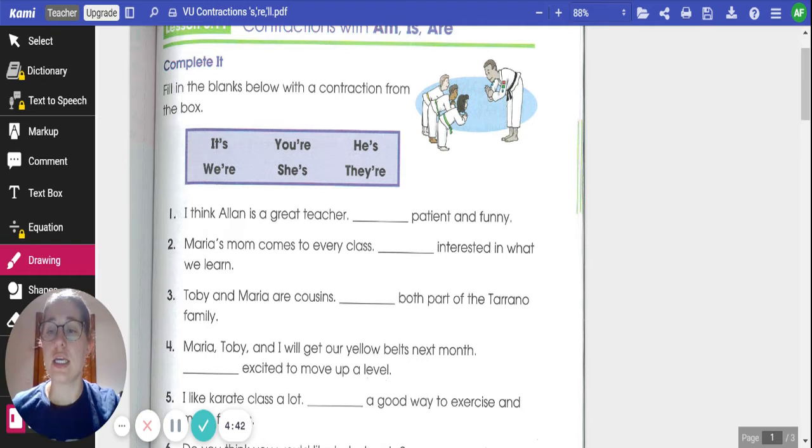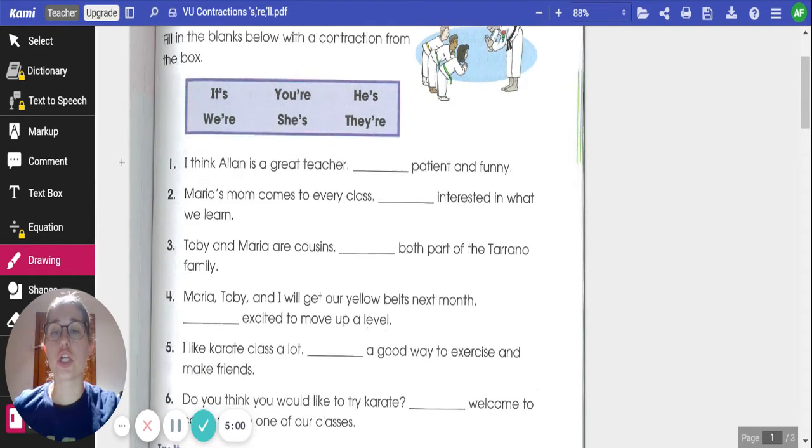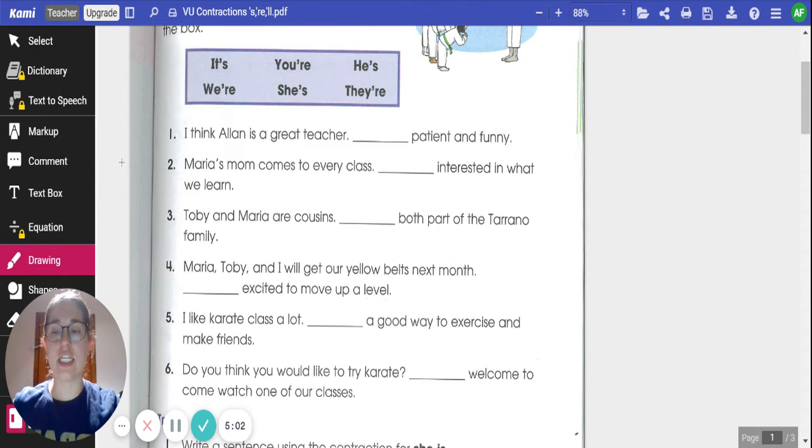Remember, it's means it is. You're becomes you are. He's is he is. We're is we are. She's is she is. And they're is they are. I'm going to go ahead and do this with you. Please make sure that you're writing just the contraction next to each number as I type them.